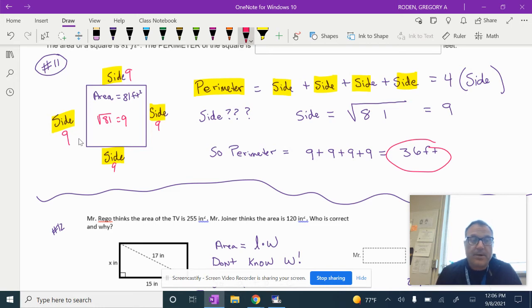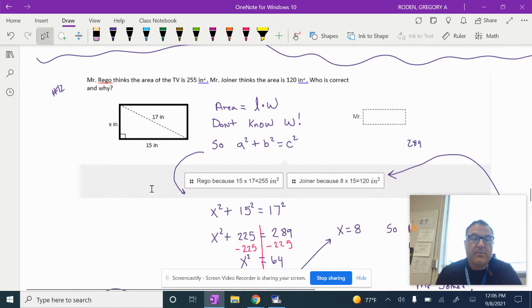Okay? Awesome. All right, this next problem is a little more challenging. Mr. Rigo used to teach math here. That's why his name's in here. He thinks the area of this TV is 225. Mr. Joyner thinks the area of the TV is 120. Who is correct? Well, how do you find area?